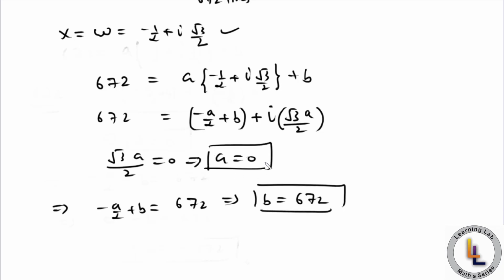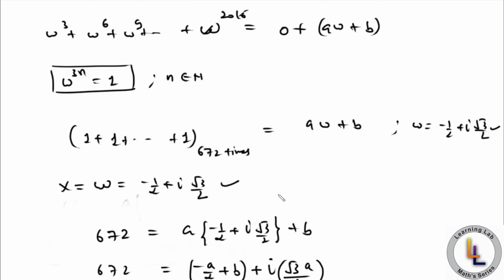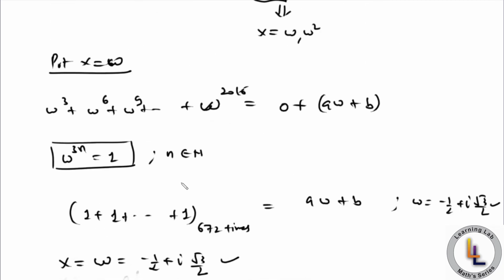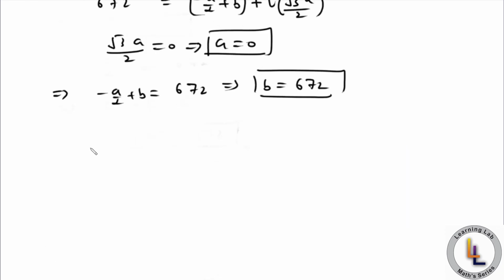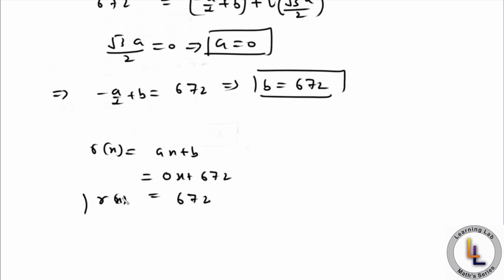Now we have the value of both a and b. The value of a is 0 and b is 672. Our required remainder is what we assumed, ax plus b, right? So our required remainder is ax plus b, and a is 0 and b is 672, so our answer is 672. So in both ways we get the remainder equal to 672.